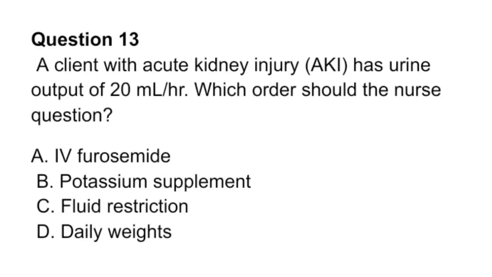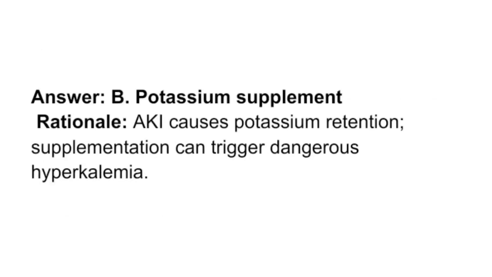Question 13. A client with acute kidney injury, AKI, has urine output of 20 milliliters per hour. Which order should the nurse question? A. IV furosemide. B. Potassium supplement. C. Fluid restriction. D. Daily weights. Answer: B. Potassium supplement. Rationale: AKI causes potassium retention. Supplementation can trigger dangerous hyperkalemia.